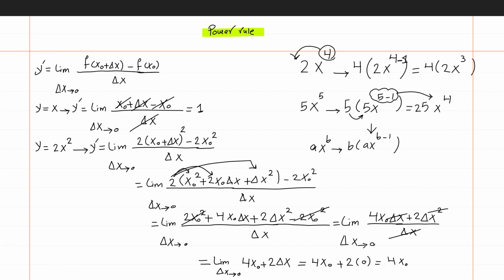So we're seeing a trend here. When y was x, the result became 1. It's as if we brought the power down, multiplied by the function itself, and the power, we subtracted 1 from it. So this equals 1 times x to the power of 0, which is 1. So 1 times 1 is equal to 1. And in the case where the function was 2 times x to the power of 2, we got 4x. It's as if we brought the power down, so 2 times the function itself, and the power minus 1. So 2 multiplied by 2 is equal to 4 times x to the power of 2 minus 1, which is 1. And this is how the power rule works.